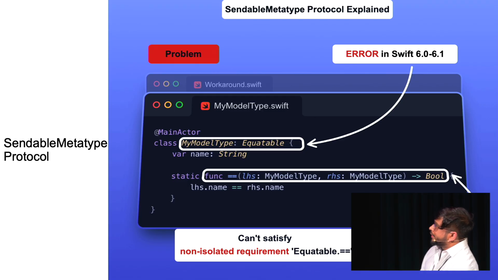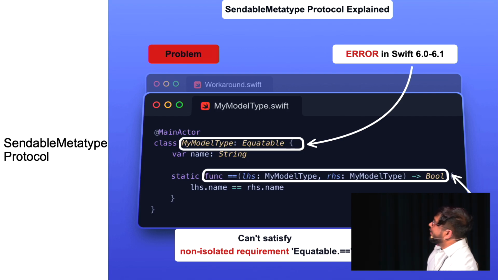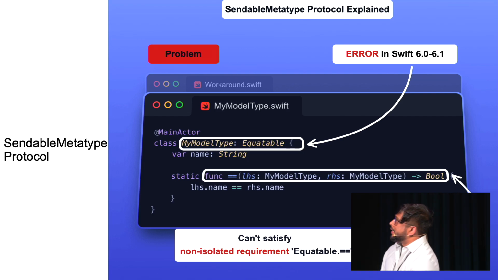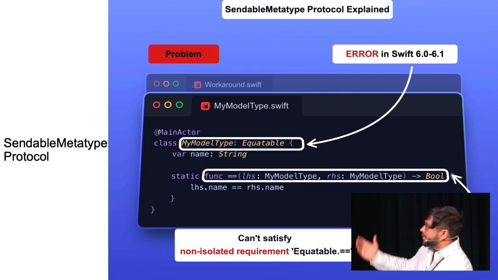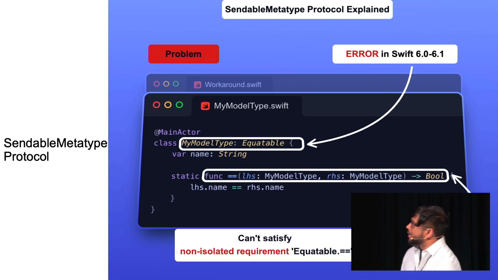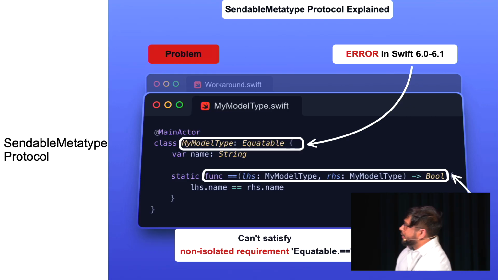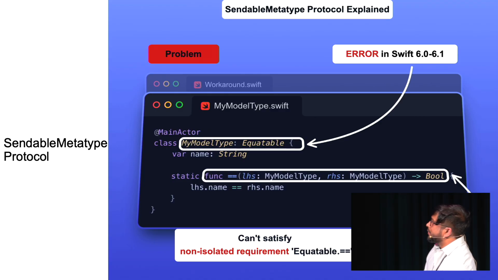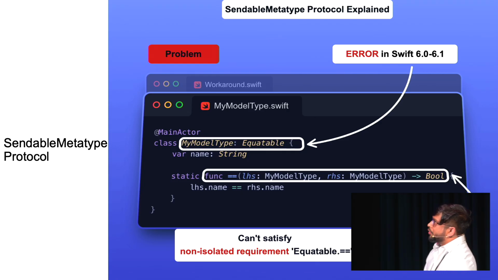Here, my model type is main actor isolated and conforms to Equatable, and we have got a compiler error here. My model type is main actor isolated, but Equatable expects non-isolated methods. The double equal to from the Equatable method causes the issue. So, two different isolation domains that don't match.